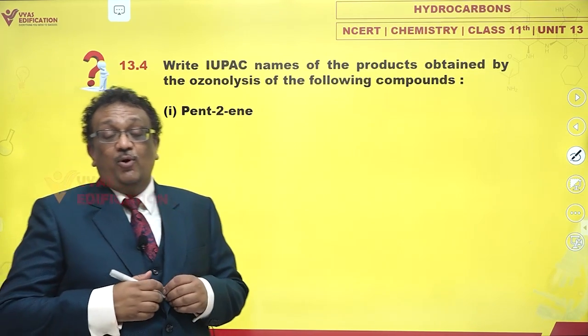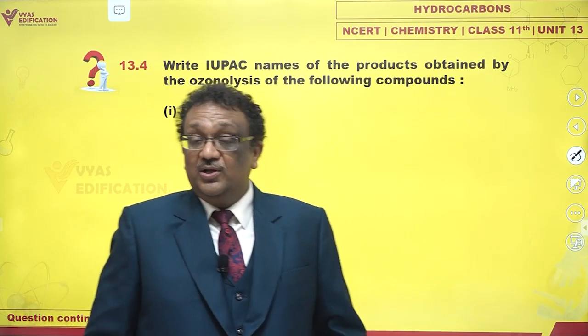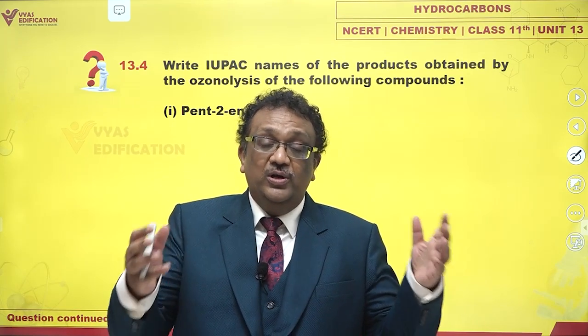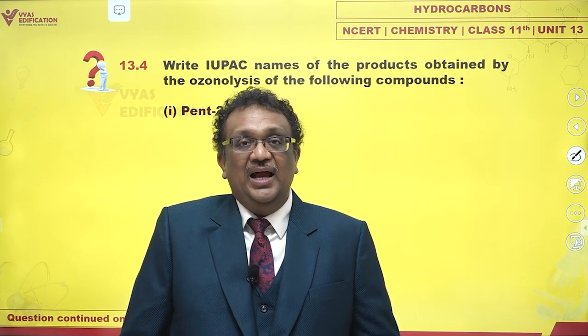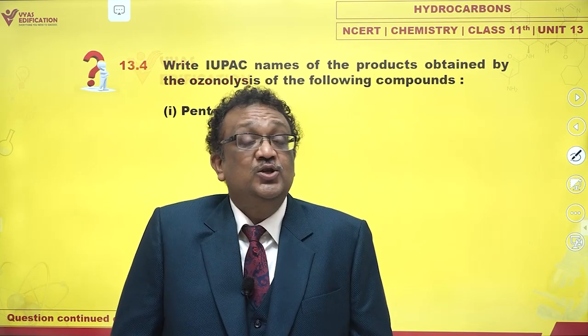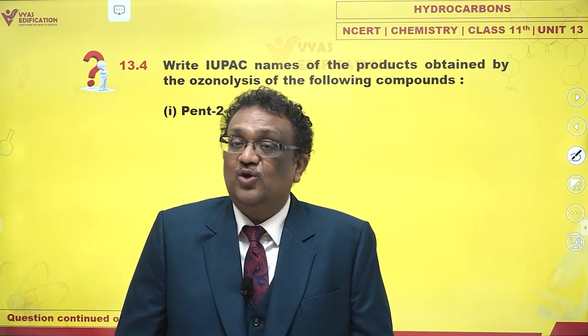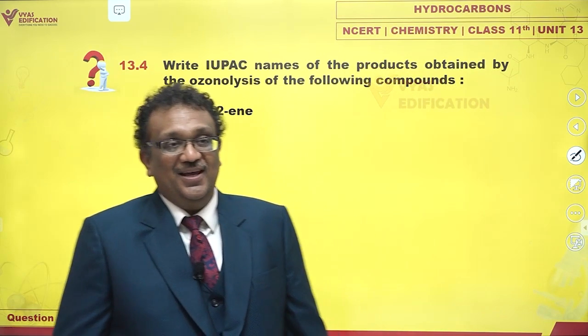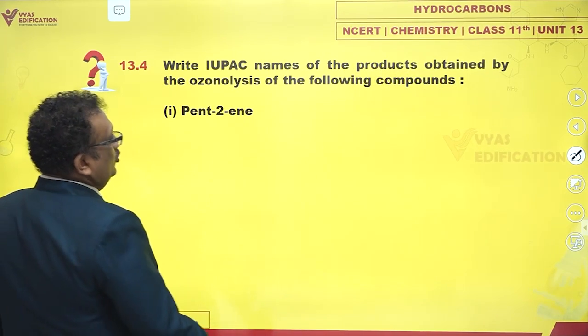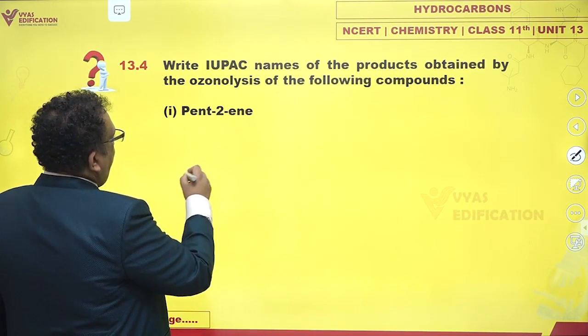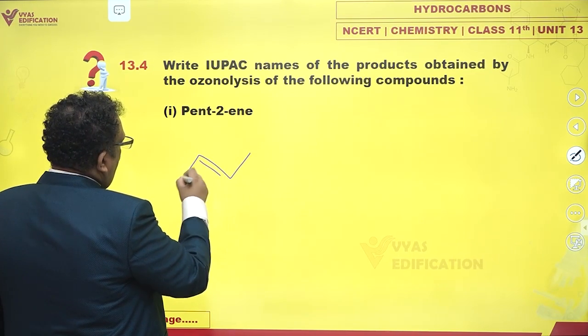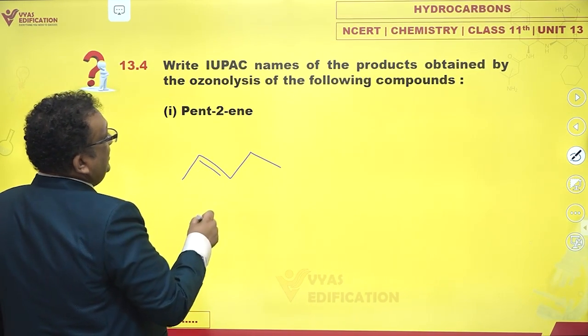And this question talks about ozonolysis. What is ozonolysis? Ozone is O3, a gas, and lysis means breaking down. So breaking an organic molecule using ozone is called ozonolysis. And let's see, how can we ozonolyze these compounds? You have pent-2-ene. 1, 2, 3, 4, 5. This is pent-2-ene.